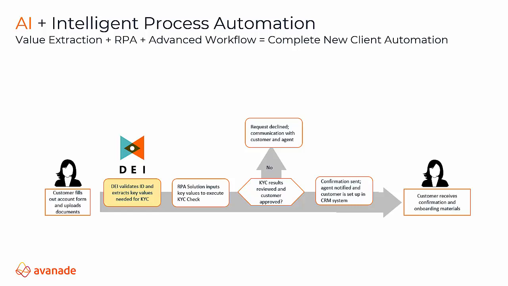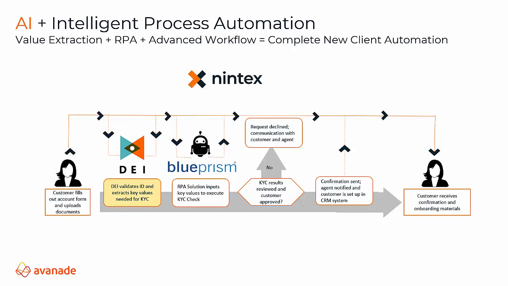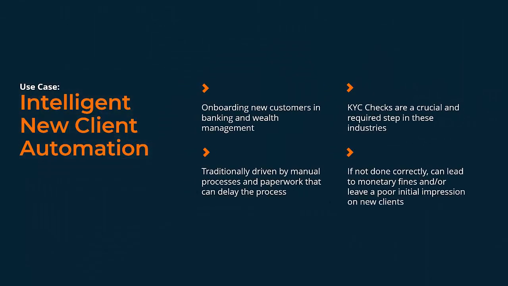For this example, I would like to show you how a customer can fill out an advanced responsive Nintex form, upload required documents, and how Nintex can orchestrate the entire process from integration with a Blue Prism RPA bot and notifications, integrations with third-party systems, as well as Microsoft Office 365. This use case highlights intelligent new client automation. We will onboard a new customer in an intelligent fashion, integrate with Microsoft Dynamics CRM and OneDrive for Business, as well as a Blue Prism bot.